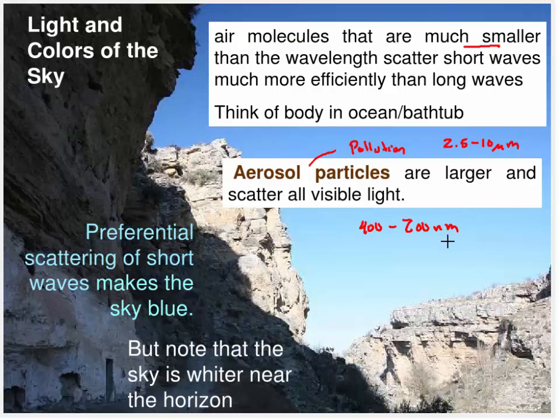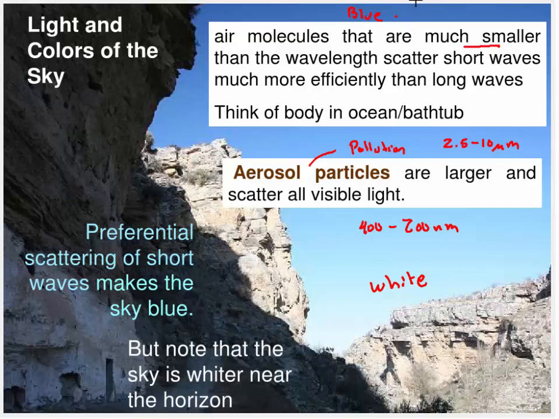So if we were to look at the sky on a day where there's lots of pollution, up here we're going to see lots of blue. Down here it looks more whitish. The reason for that is because here we have the pollution. We're going to have scattering of all wavelengths. Up here, above all this stuff, not lots of pollution way up there, so we're going to primarily scatter our blue.